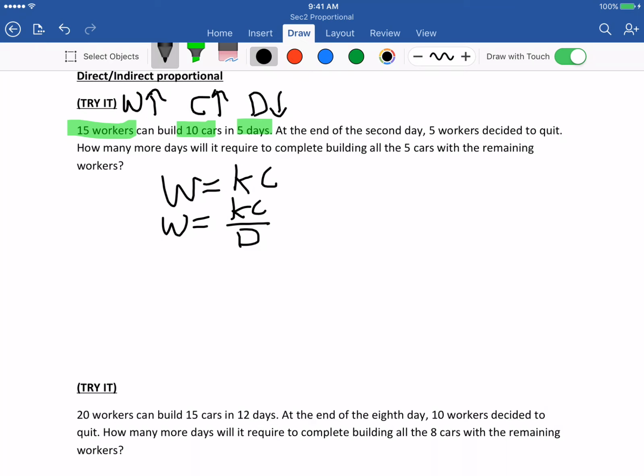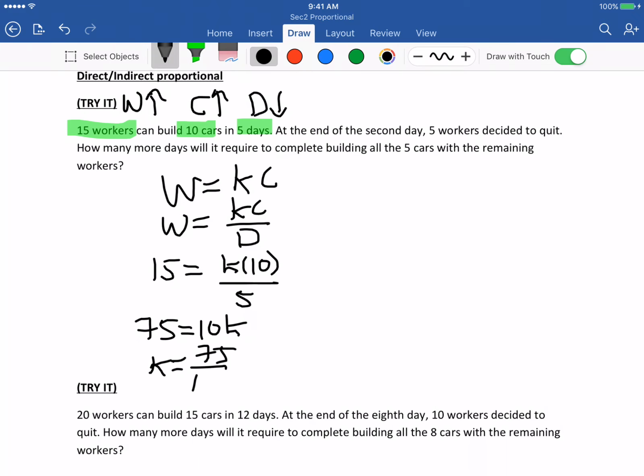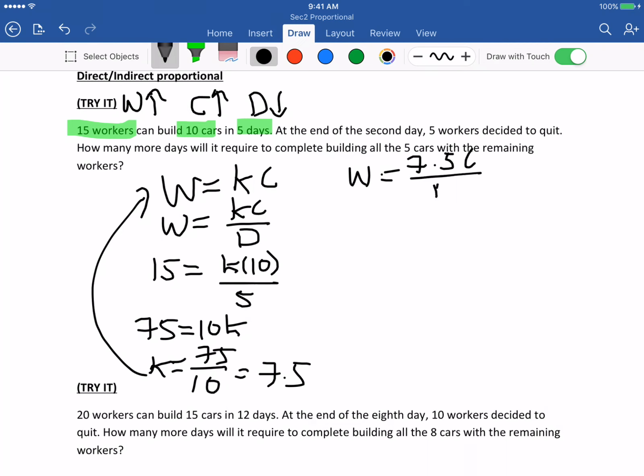Next one. At the end of the second day, 5 workers decide to quit. Means for the first 2 days, we still have the full 15 workers. So what's the next step? We go and find the value of K first. So write 15 equals to K bracket 10 over 5. Okay, do a cross multiplication. So it's 75 equals to 10K. K is actually equals to 75 over 10 equals to 7.5. Sub it back in again. So the equation should read as W equals to 7.5 C over D.